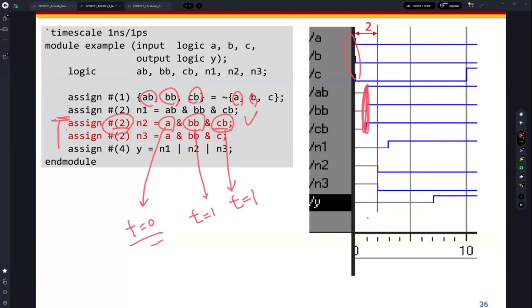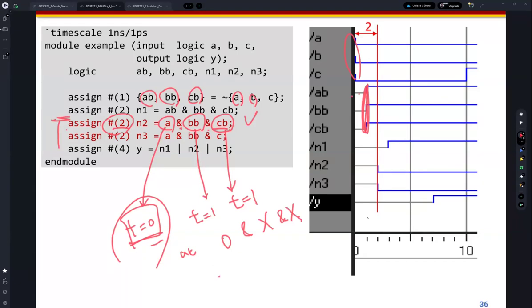for this assignment, one of the right-hand signals is changed at t equal 0, right? Because A is changed, so it will be executed. Understand? It will be executed. So at t equals 0, this AND gate will be executed. So what is the value? The value is actually x at t equals 0. So don't care and don't care.